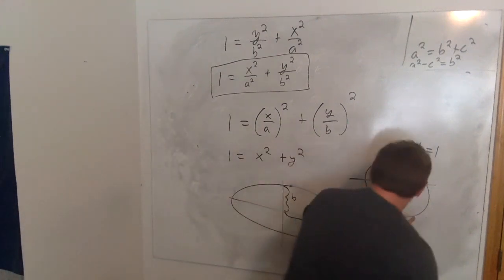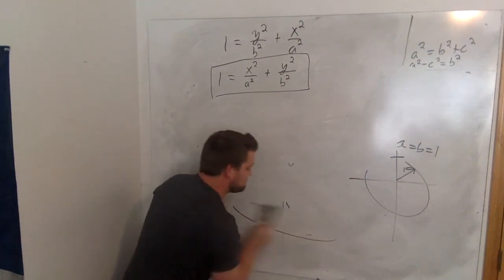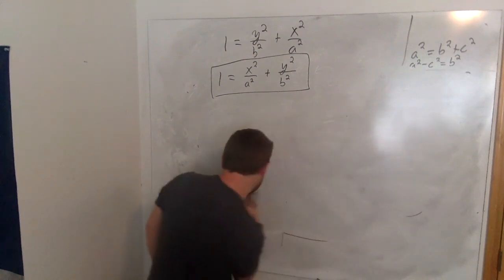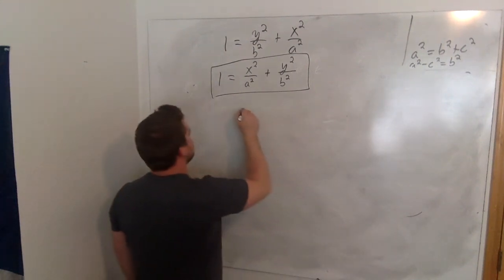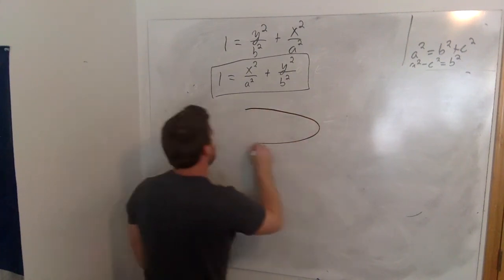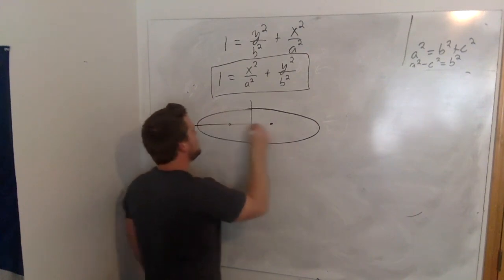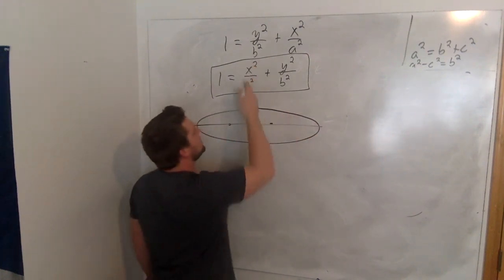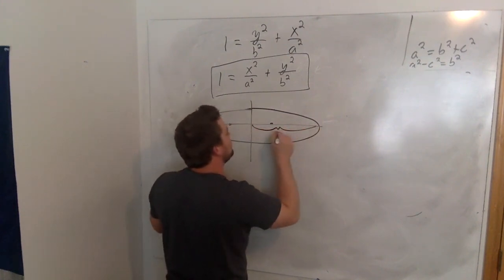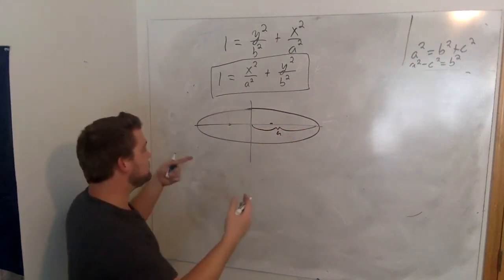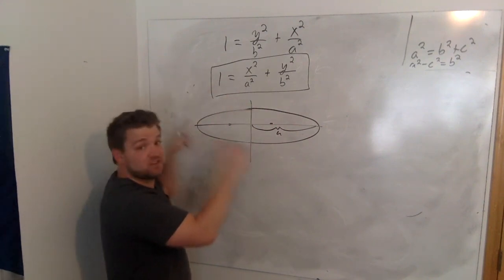Okay. One other thing I want to talk about is orientation. In this case here, we had an ellipse. Here are our foci. Notice it's stretched more in the x direction, and A is what we define as our larger radius. So this will be the equation for an ellipse that's stretched in this direction.